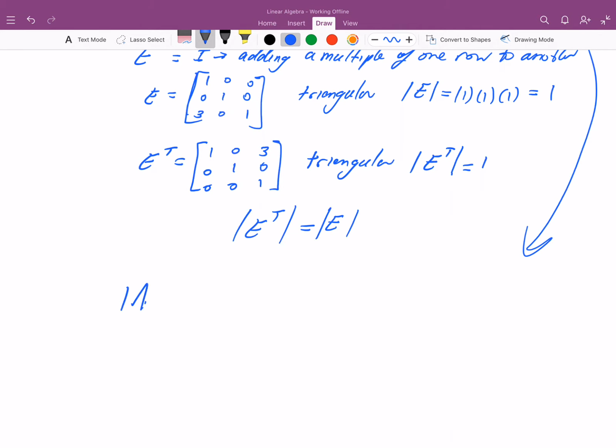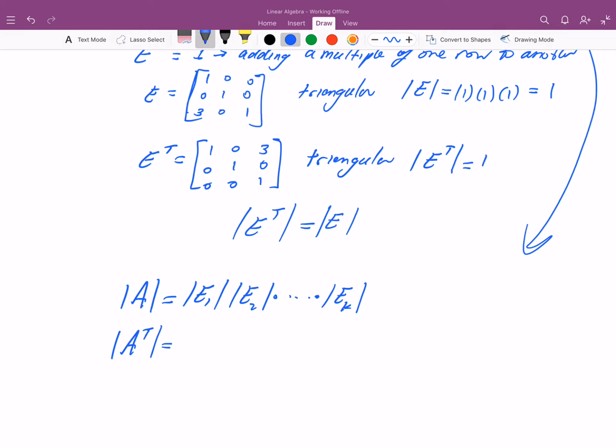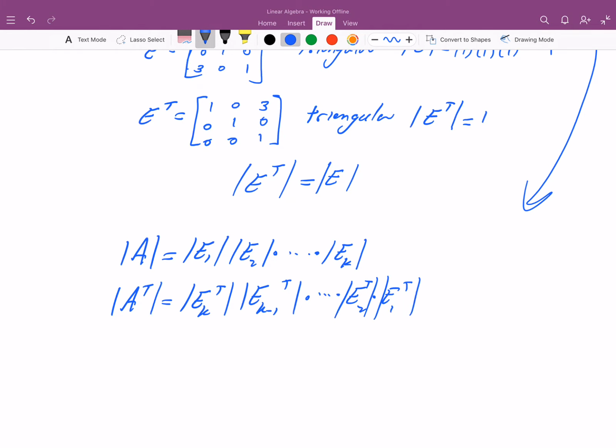So up on top I had determinant of A equals determinant of E1 times determinant of E2 times etc. times determinant of EK. And we had determinant of A transpose equals the determinant of EK transpose, determinant of EK minus 1 transpose, times etc. times determinant of E2 transpose times determinant of E1 transpose. But in light of our discussion of elementary matrices having the same determinant as their transposes, I could just remove all the transposes. And that's still okay.